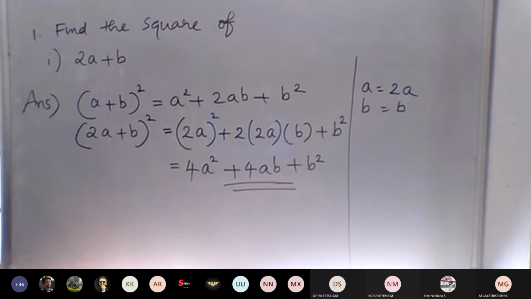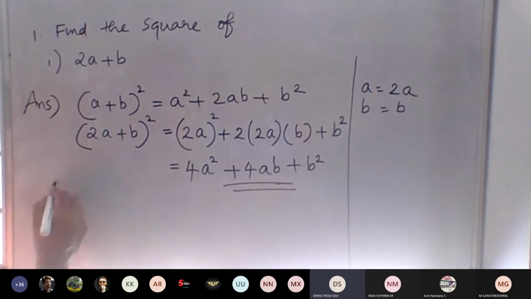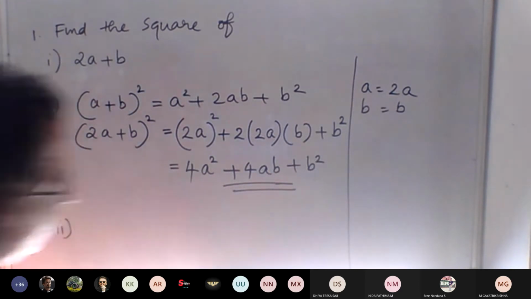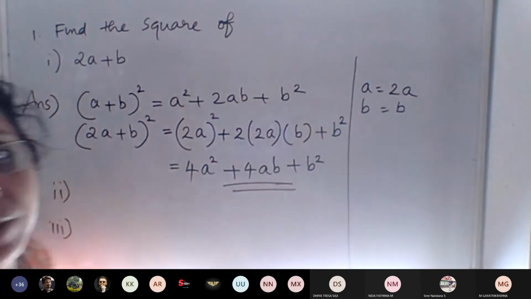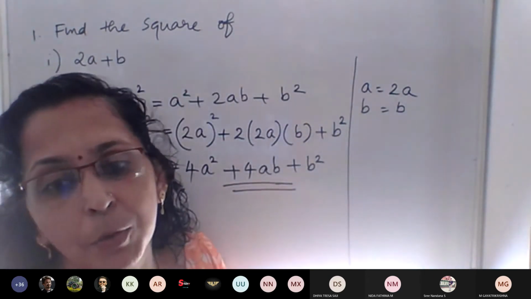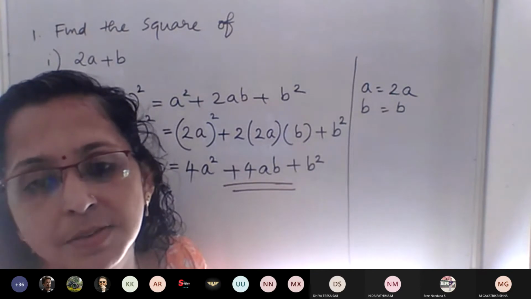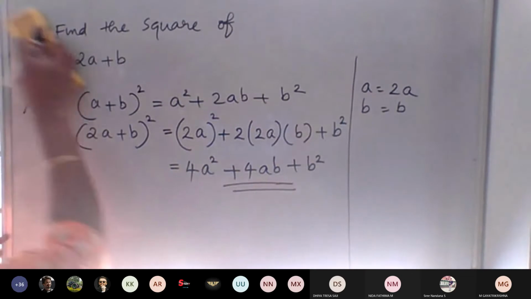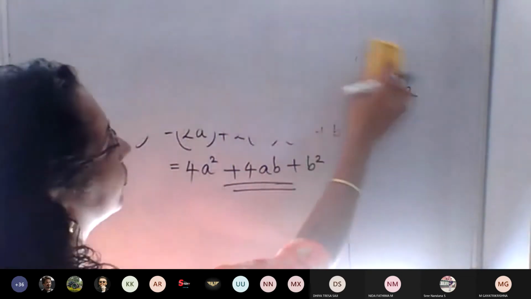Yes, ma'am. Completed. So second and third questions are homework, same as a plus b whole square and a minus b whole square. Then do the fourth one, after that we can wind up. Fourth one, fraction: 3a by 2b. Now onwards, after each exercise, you have to upload your answers through Microsoft Teams. Okay. Then do the fourth one.